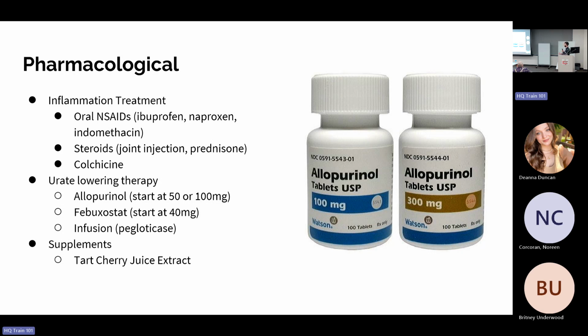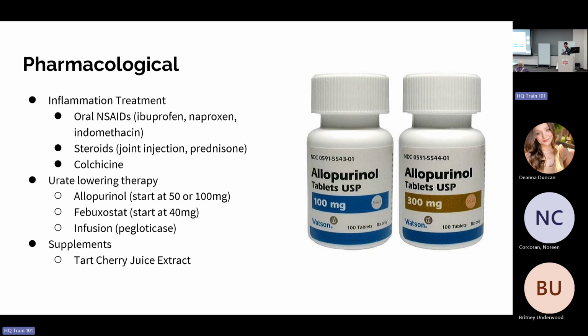Allopurinol and febuxostat are the most commonly prescribed versions of those drugs. And in very rare and severe cases, there's an infusion called pegloticase that we can use as well to rapidly lower your uric acid. What that's going to do is dissolve those uric acid deposits, those crystals, to help prevent a gout attack in the future.